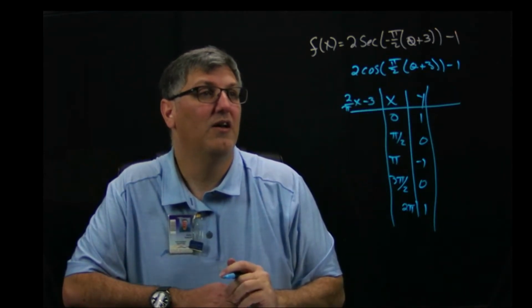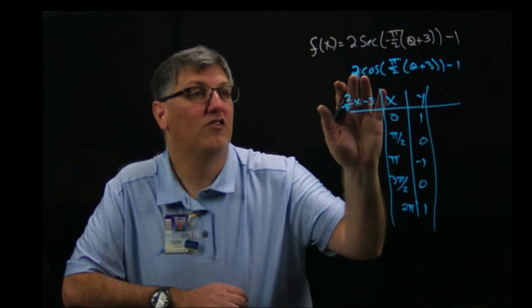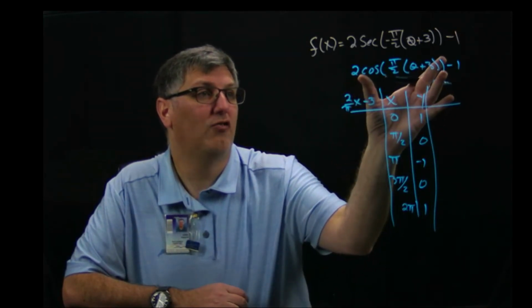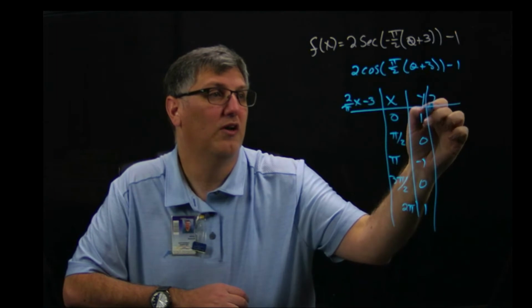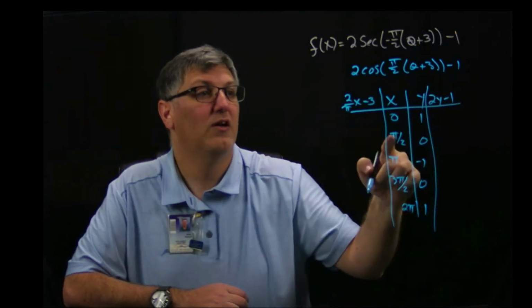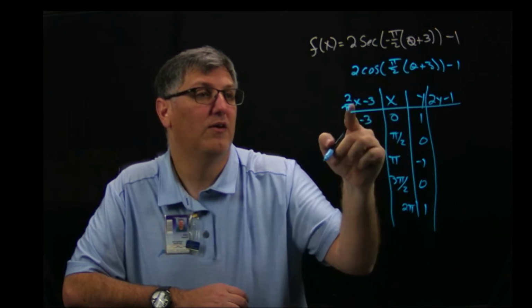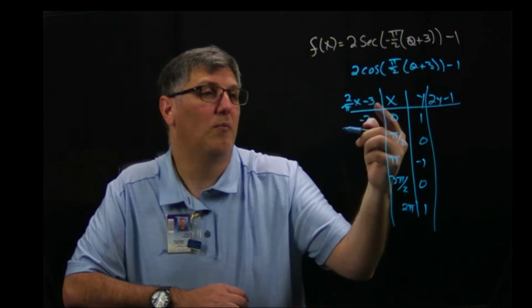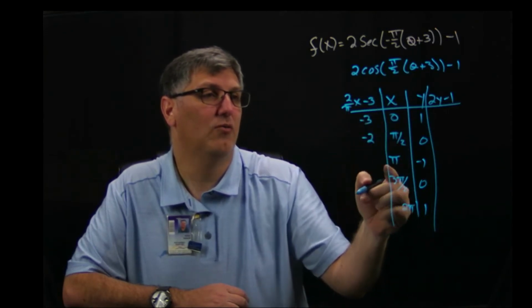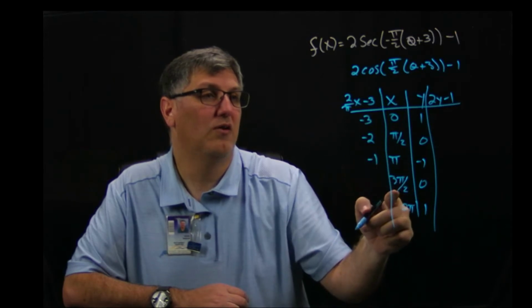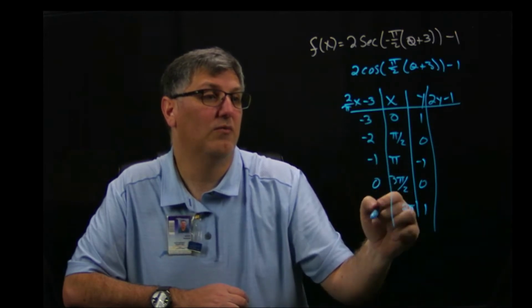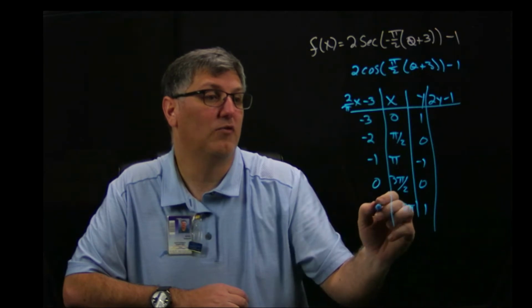All right, let's do my y mapping. It's just 2 times this whole thing, treat it like a y, minus 1. So 2y minus 1. Take my x values, plug it in here. This becomes negative 3. This becomes 1 minus 3, which is negative 2. Negative 1, this becomes 0, and then this becomes 1.